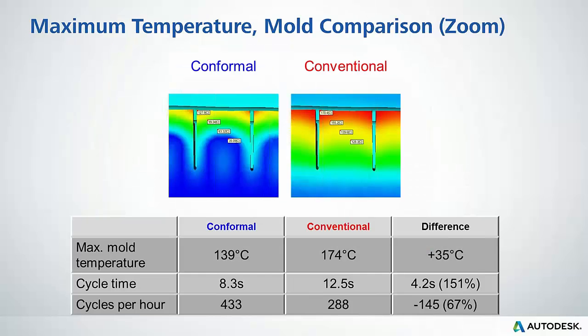So bottom line, max temperature on the mold, the difference is 35 degrees, cycle time, a split of 4 seconds, and I guess what most people are concerned with economically is how many parts can I put out the door at the end of the day.